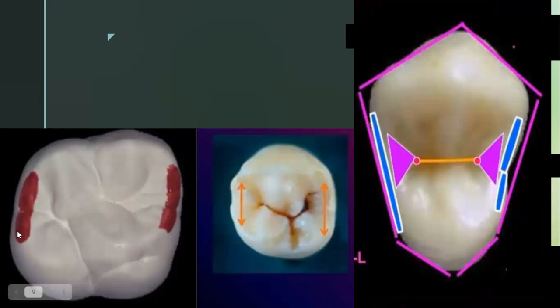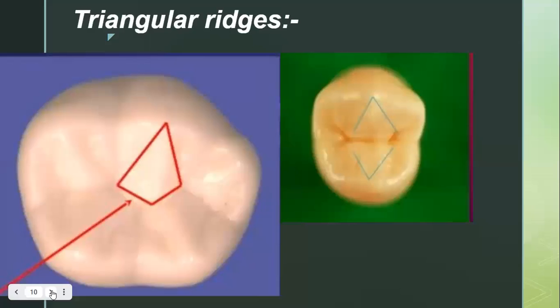So this is the marking of the marginal ridge with color, right? Here we have the marginal ridges. These are the mesial and distal marginal ridges. Here we have the blue color. In blue color we have marginal ridges, mesial and distal marginal ridges. The mesial is towards the mesial surface and distal would be towards the distal surface.